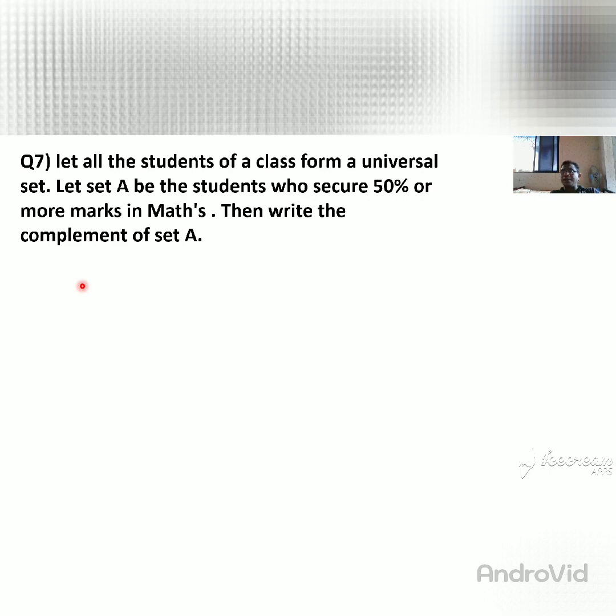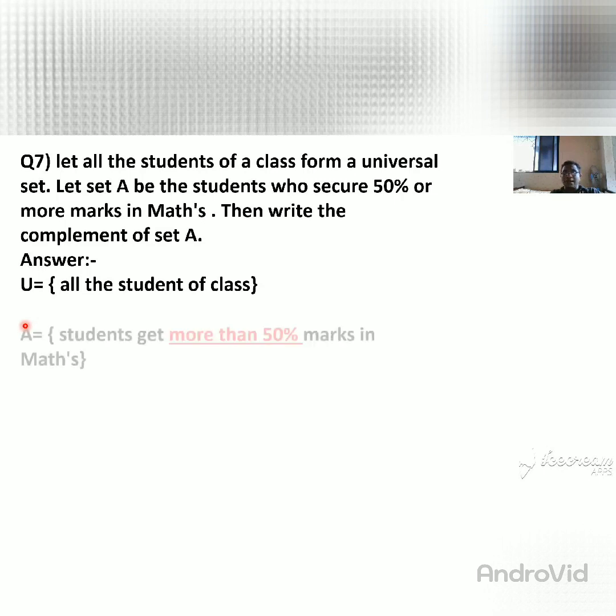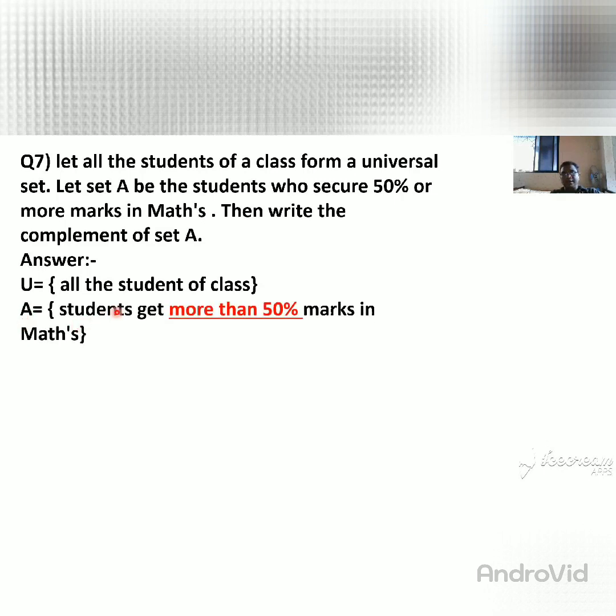So first we write the universal set. The universal set U is already given in the problem. They said students of the class, so here I write all the students of the class. This is the universal set. Then what is set A given? Set A is the students who get more than 50% marks in maths. The highlight is: more than 50% marks. So the students who remain in the class are the opposite of this. So the opposite of this is the complementary set of A.